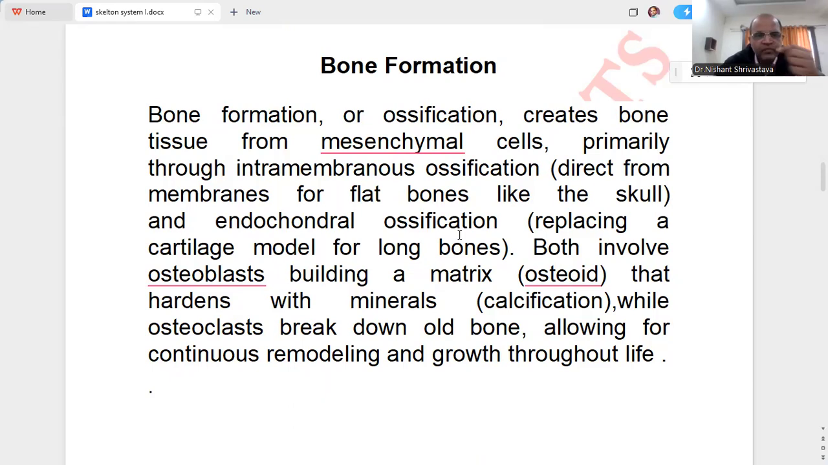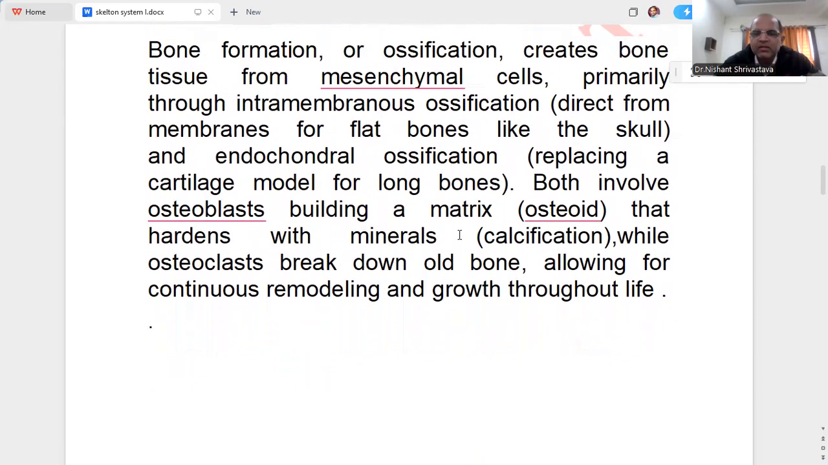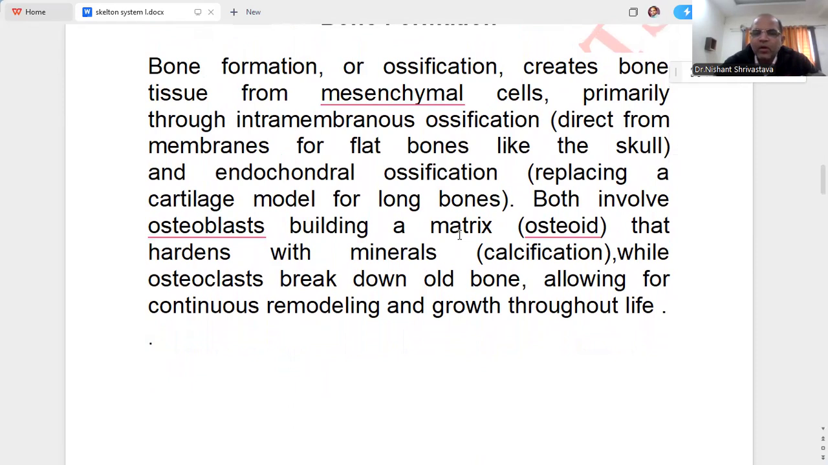Both involve osteoblasts building a matrix, osteoid, that hardens with mineral calcification, while osteoclasts break down old bone, allowing for continuous remodeling and growth throughout life.